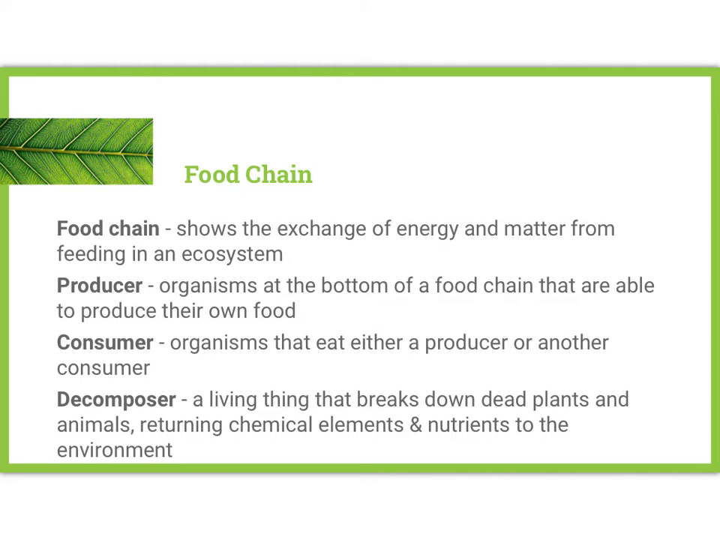A food chain shows the exchange of energy and matter from feeding in an ecosystem. So we think of something is eaten by something else, which is eaten by something else, which is eaten by something else. Every time something is eaten, there is an exchange of energy. The energy that is contained within A is transferred to B when they eat it. Just like we get energy from the food we eat, animals get energy from the food that they eat.